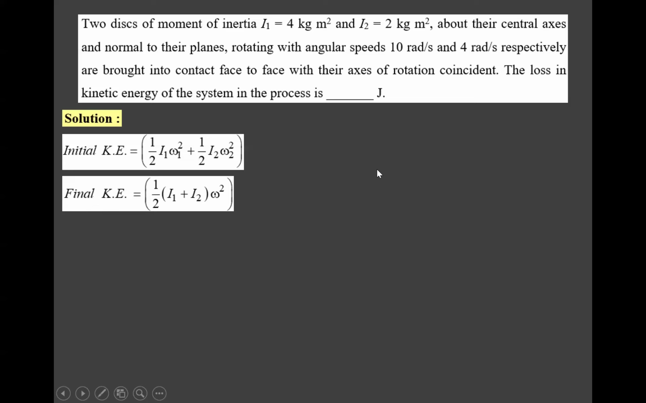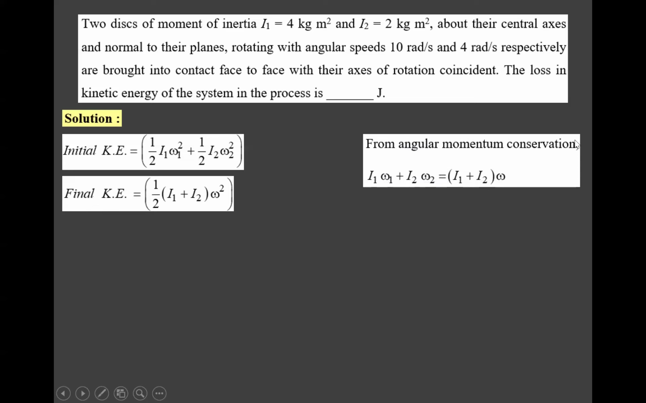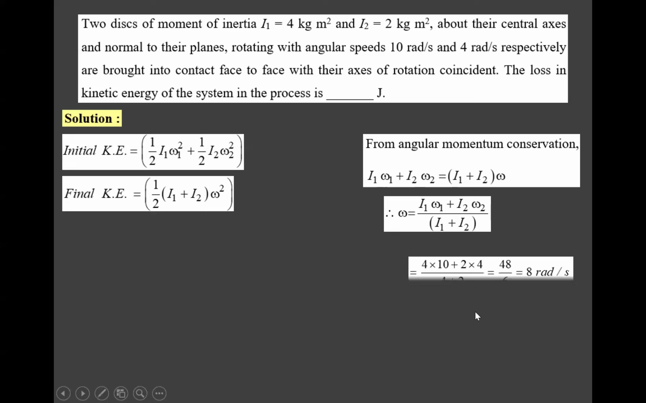Now see here, as per law of conservation of angular momentum, initial angular momentum of the system I1 omega 1 plus I2 omega 2, and final, that is I1 plus I2 into omega. Omega, that is the new angular speed. Now make omega as a subject of equation. So omega, that is I1 omega 1 plus I2 omega 2 upon I1 plus I2. Now substitute the values of I1, I2, omega 1, omega 2. And we get omega, that is 8 radian per second.